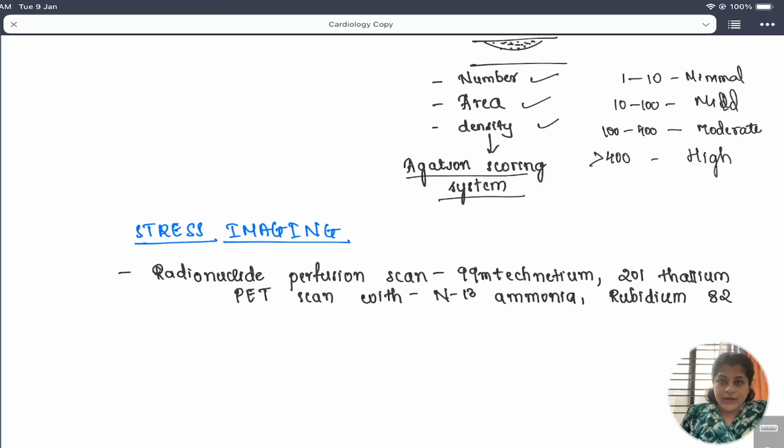So what can you use for radionuclide scans? You can use 99m technetium, then 201 thallium, and you can also get a PET scan done using N13 ammonia and rubidium 82. So this is about investigations.